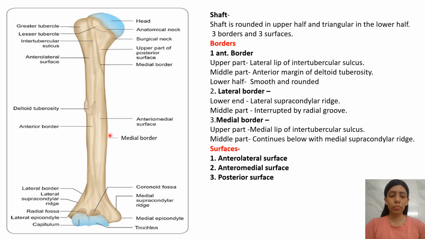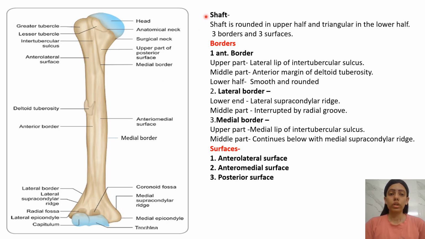Now the medial border. This is the medial border. The upper part forms the medial lip. It starts from here. This is the medial lip of the intertubercular sulcus, which continues below at the lower end, forming the medial supracondylar ridge.